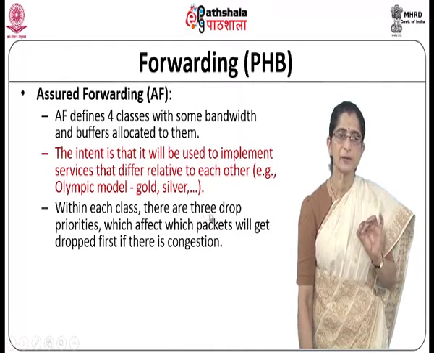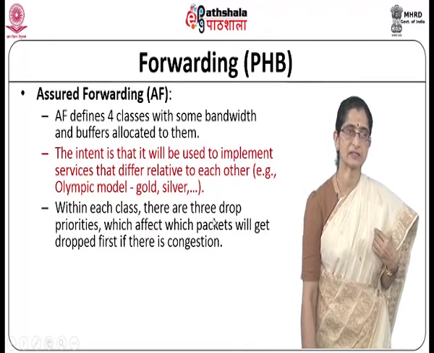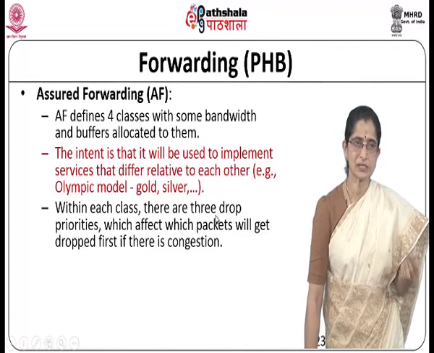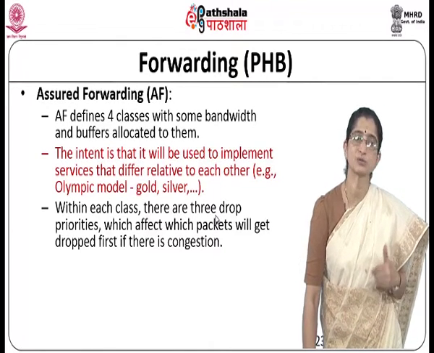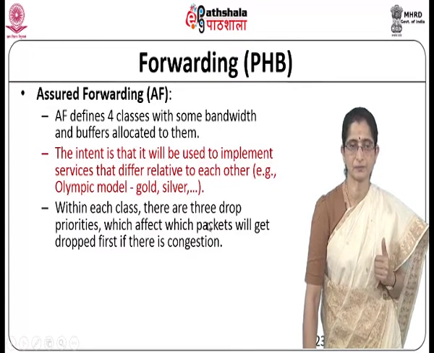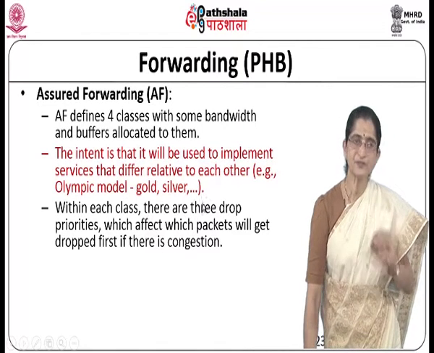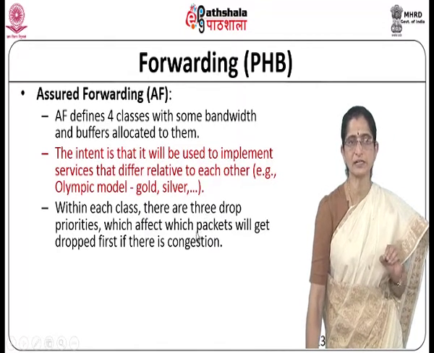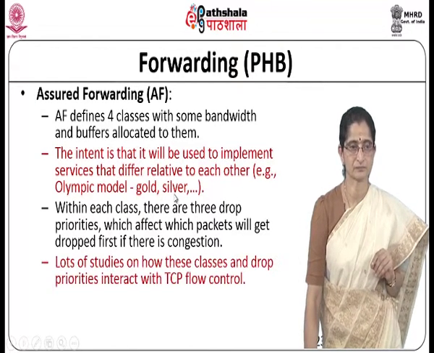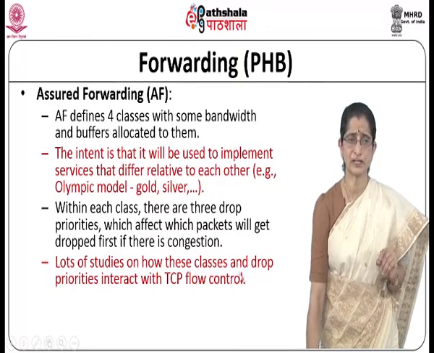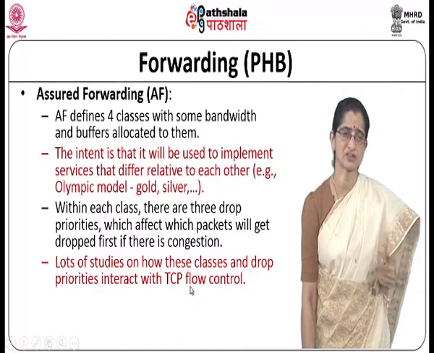So, by varying the drop probabilities, remember that when the queue lengths increase at the routers, we will be dropping packets. Using some protocol like random early detection or whatever, you will be dropping packets. This is what diffserv proposes to use. Diffserv says I will make use of random early detection and provide different drop priorities or drop probabilities, so that I can provide differential treatment to the different classes of traffic that we have. There are lots of studies that have been done on how these classes and the drop priorities interact with TCP flow control and congestion control and so on.